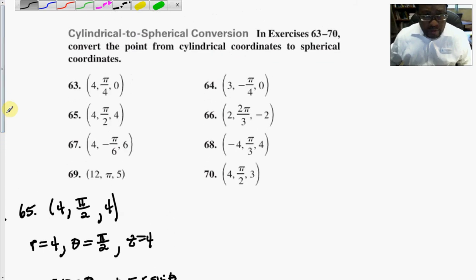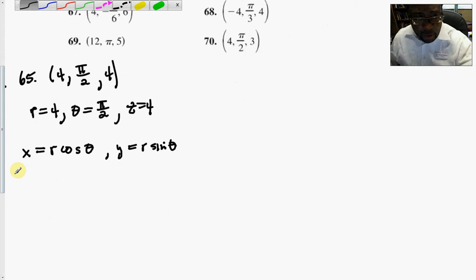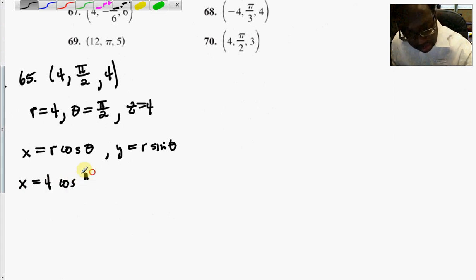In 11.7, we want to convert cylindrical coordinates to spherical coordinates. Let's take number 65. So we're given that r is equal to 4, theta is equal to pi over 2, z is equal to 4. So we know that x is equal to r cosine theta and y is equal to r sine theta. So from here, x is equal to 4 times cosine of pi over 2. And so x is equal to 0.